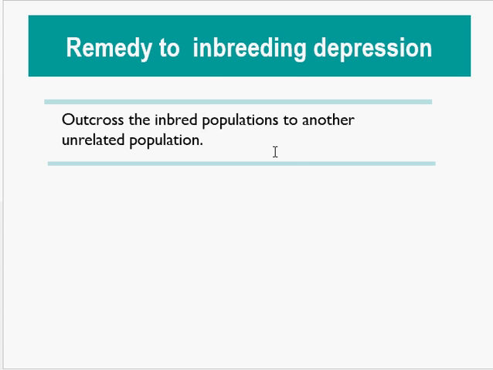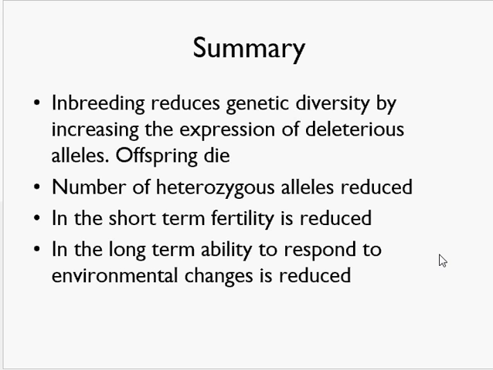So in summary then, inbreeding reduces genetic diversity by increasing the expression of deleterious alleles, and offspring will die. The number of heterozygous alleles is reduced, and therefore in the short term fertility and reproductive fitness is reduced, and in the long term genetic variability is reduced, and therefore the ability to respond to environmental changes is reduced. So overall, inbreeding, not a good thing, particularly not at high rates.